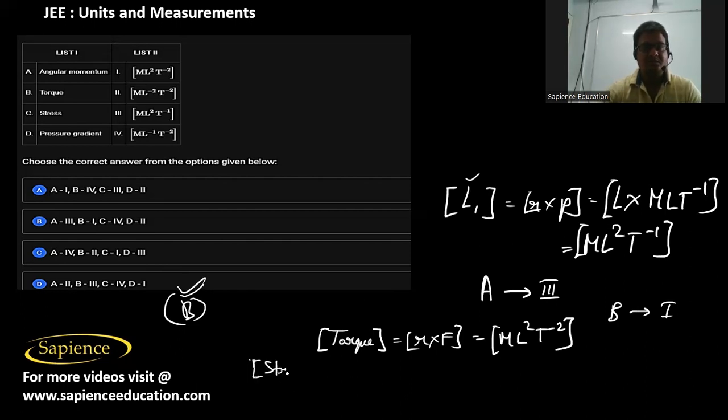So C is stress. The formula for stress is force by area. So its dimension will be ML power minus 1 T power minus 2. So it means that C is the fourth one.